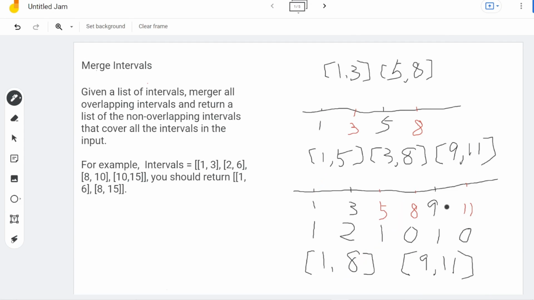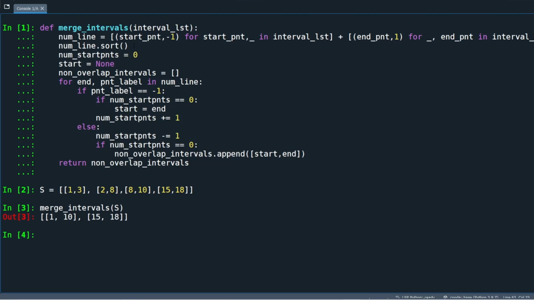Now we are ready to look at the code. This function takes a list of intervals as input, extracts the starting and ending points from the list of intervals, and sorts them in increasing order. To distinguish the starting and ending points, we have to label them.